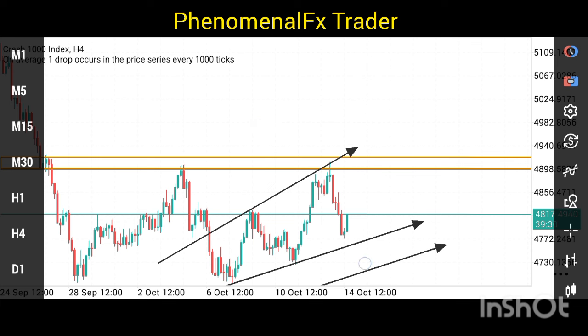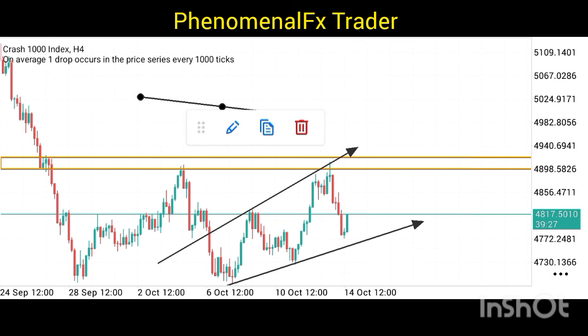Let me just duplicate this. The market created higher highs. This is a higher high, and this is a higher high, and then this is a low, this is a higher low. So I spotted this structure here. The market was somewhere around here.